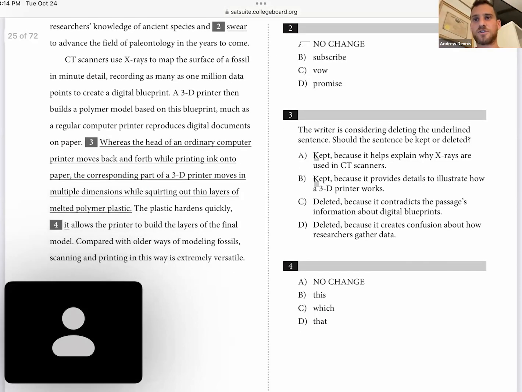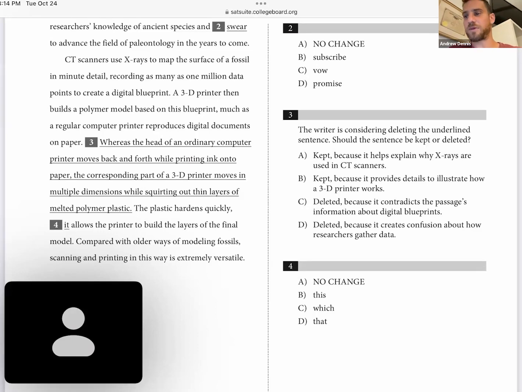So CT scanners use X-rays to map the surface of a fossil in minute detail, recording as many as 1 million data points to create a digital blueprint. A 3D printer then builds a P model based on this blueprint, much as a regular computer printer reproduces digital documents on paper. Whereas the head of an ordinary computer printer moves back and forth while printing ink onto paper, the corresponding part of a 3D printer moves in multiple dimensions while squirting out thin layers of melted P plastic. The plastic hardens quickly, and it allows the printer to build the layers of the final model.